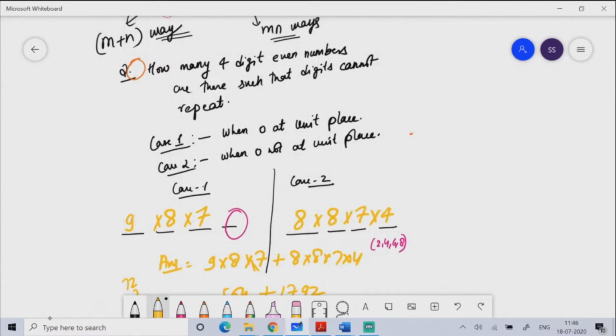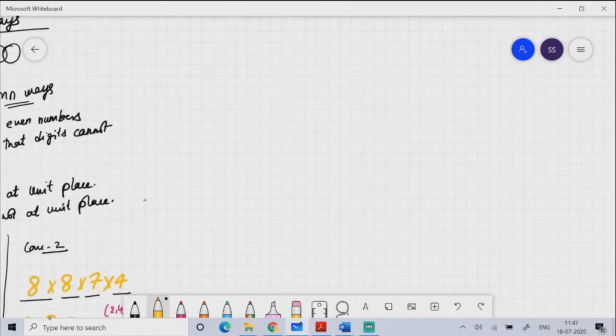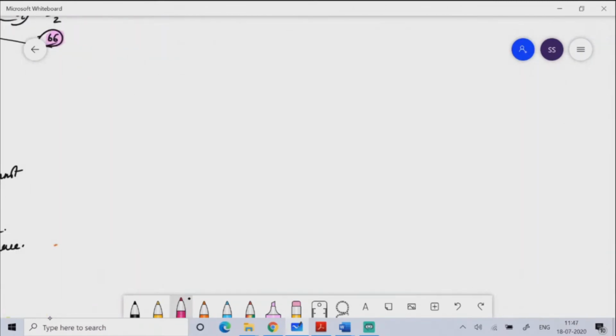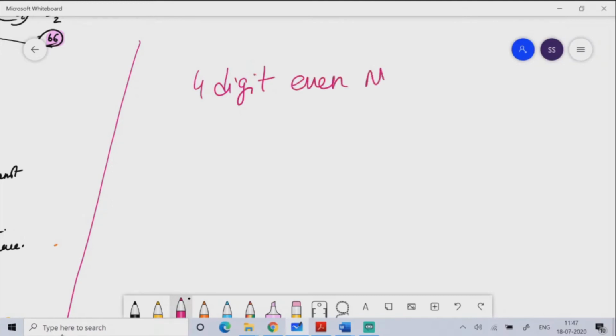So the question is like this: how many 4-digit even numbers are there such that the digit cannot repeat? Okay, so this is your question. Here the digit cannot repeat. If you would have mentioned the digits can repeat, let me give you one case. If I ask you how many 4-digit even numbers are there, the answer is 4500. How to do that?